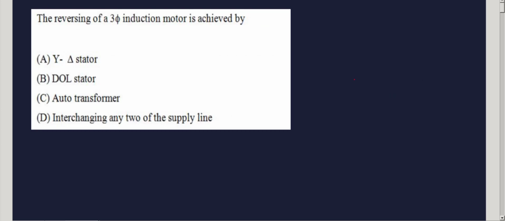Next question. The reversing of the three-phase induction motor is achieved by... The star delta starter is for starting, DOL is for starting, auto transformer is for starting. I can interchange the supply lines, then I get the reverse rotation of the three-phase induction motor. So option D is the correct answer.